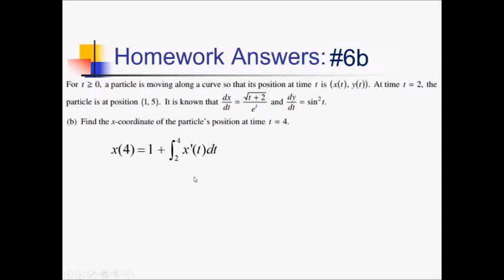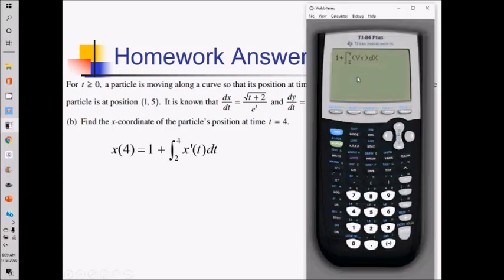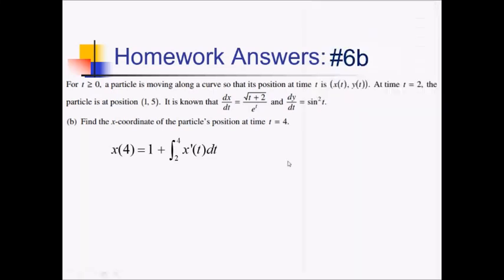And now the rest of it is just entering this in the calculator. So here's what this looks like on the calculator. I have 1 plus math 9 integral from 2 to 4. Now remember, I stored x prime as y1 already, so I don't have to rewrite all that. Dx, press enter, and that's about 1.253.